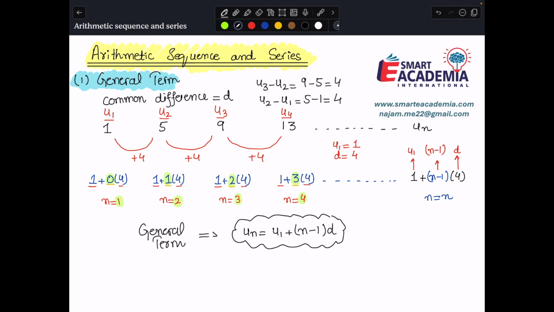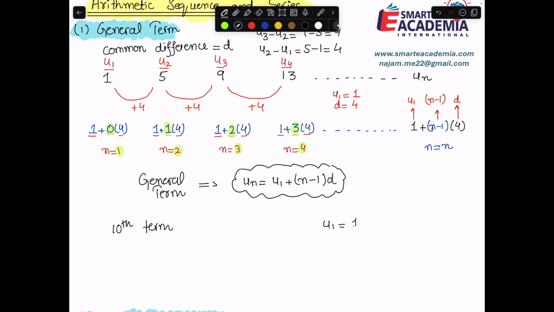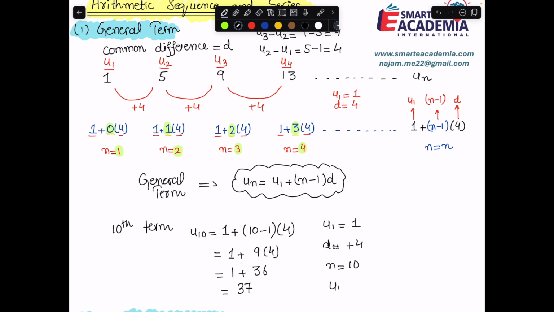This is something that's really important, and we can find any term using this particular formula. For instance, I want to find the 10th term of this particular arithmetic series. So I know that my u1 is 1 for the series. I know my d, the common difference, is positive 4. All I need to do is substitute n equals 10 to find the 10th term. So u10 will be equal to u1, which is 1, plus n, which is 10, so 10 minus 1, times d, which is positive 4. So this will be equal to 1 plus 9 times 4. This is basically 1 plus 36. The answer is 37, which means that the 10th term of the series is 37. So this is how we can find any term of the series using this particular formula.